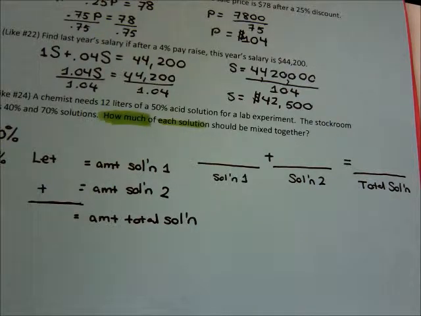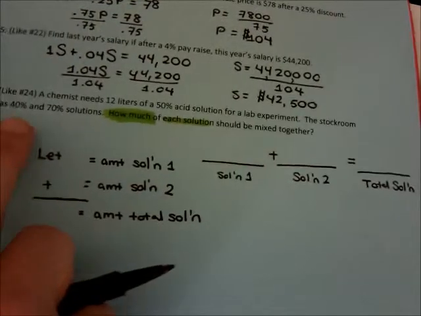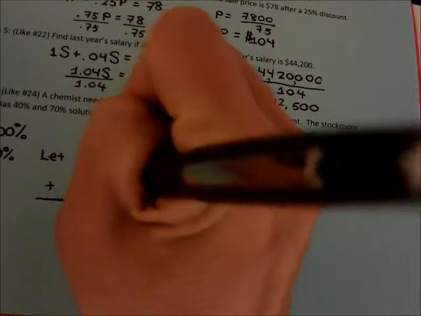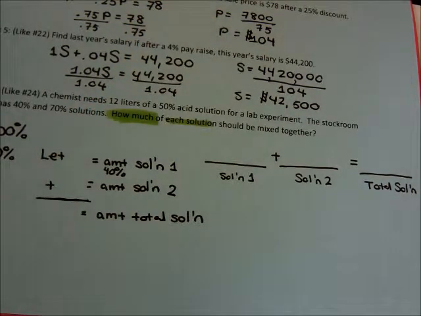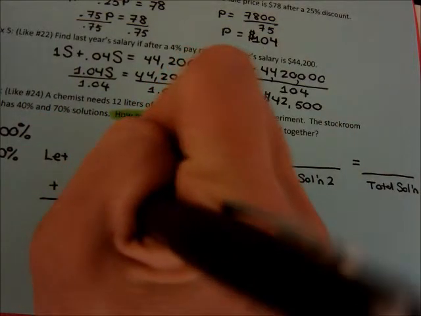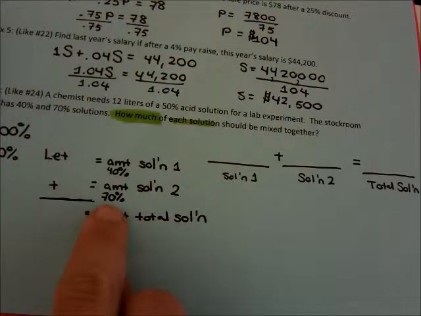Good so far? All right, now, it doesn't really matter which one we say is solution 1. So how about we go in order? Let's write 40% under solution 1 and 70% under solution 2. And then what percent does he want for his total amount?